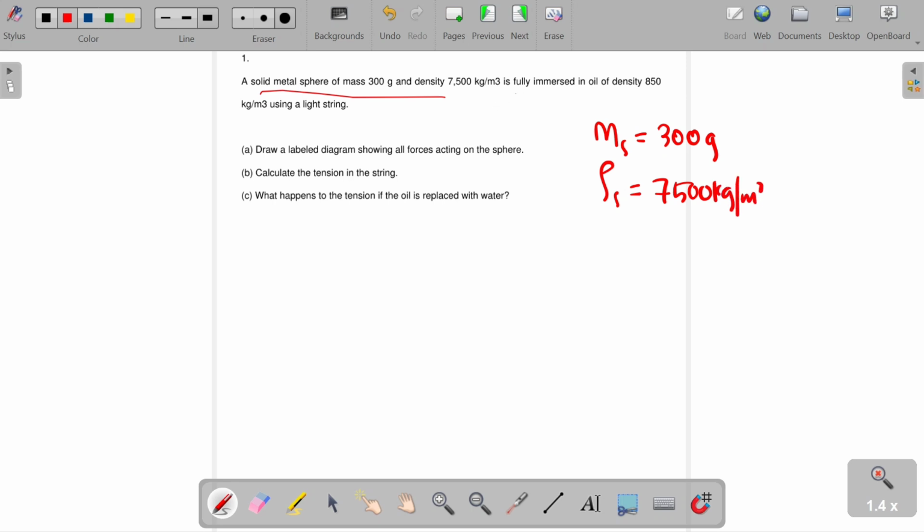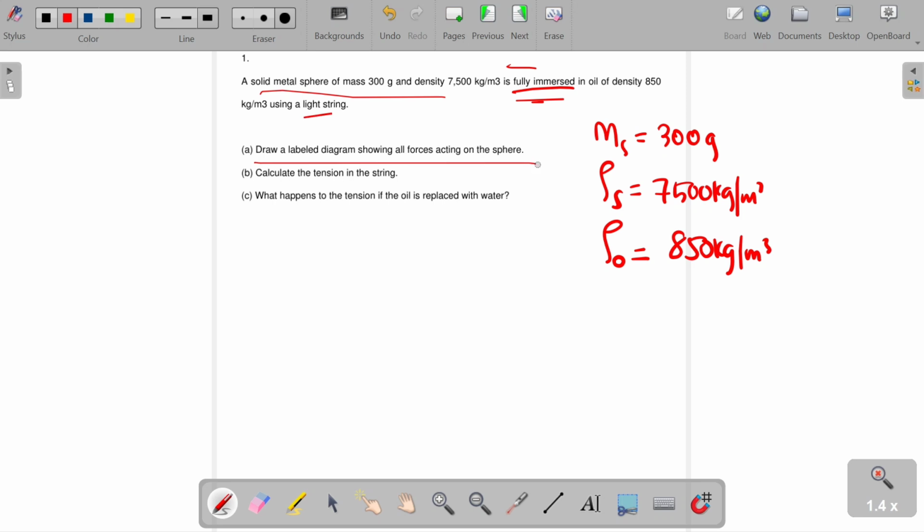And this thing is fully immersed. That's the key word, fully immersed. That means it's going to displace water equal to its own volume. So once it's fully immersed, the water that will be displaced will be of the same volume as the object. That's why this is the key word. And then we know that the density of the oil is equal to 850 kg per cubic meter. They're using a light string for this.